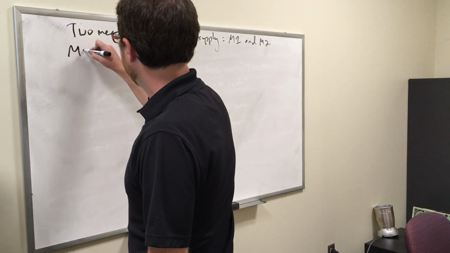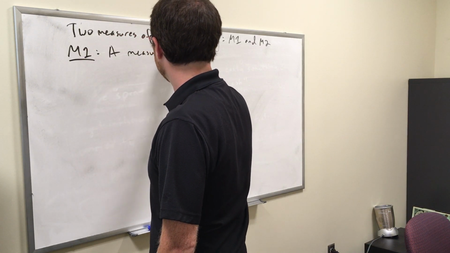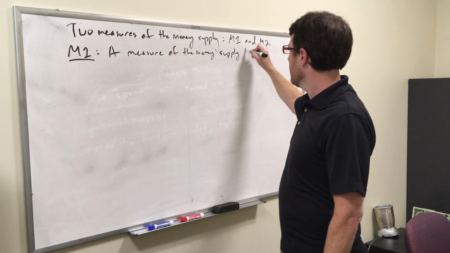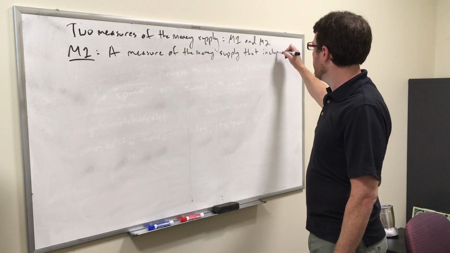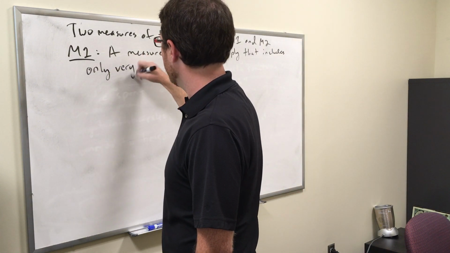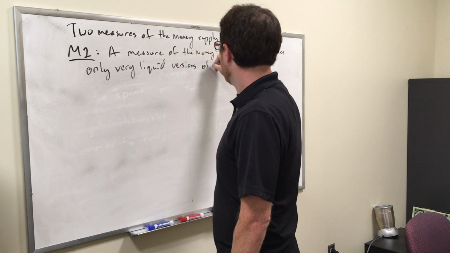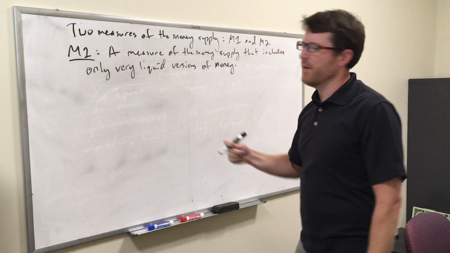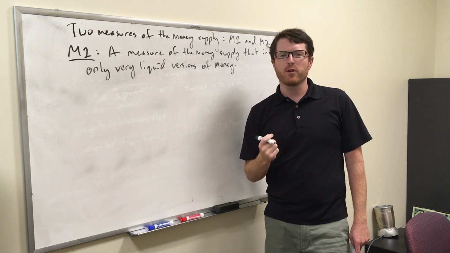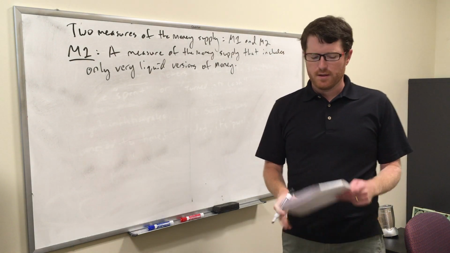So M1 is a measure of the money supply that includes only very liquid versions of money. Only stuff you can spend very quickly, okay? So what can you spend very quickly? If you want to buy something, what method would be very fast?